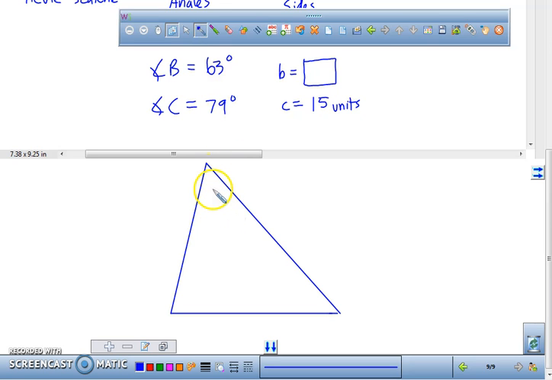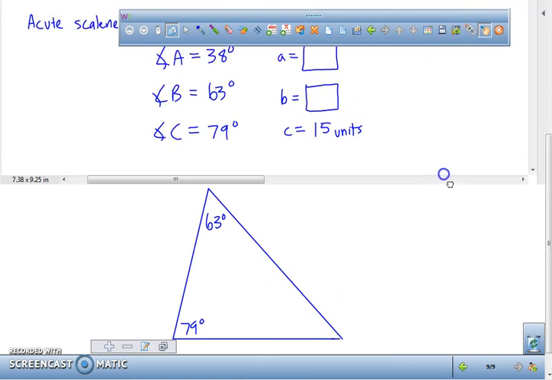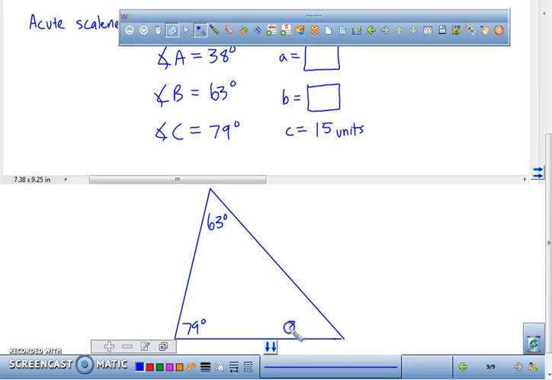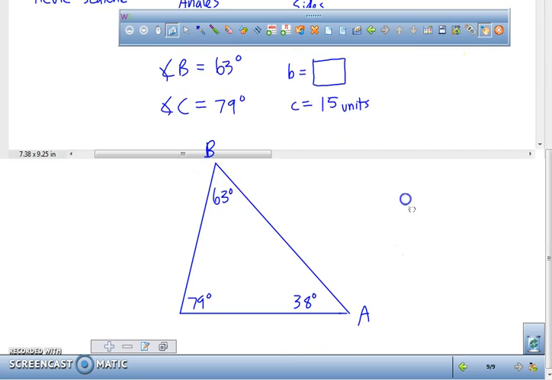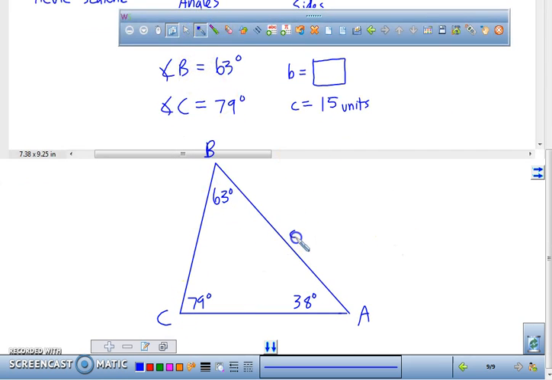Okay. So I'm going to call this the 63 degree angle. I'll call this our 79 degree angle, and the last angle was our 38 degree angle. We're going to call this capital A. We're going to call this capital B. And this one right here, I'm going to call capital C. I'm going to label this lowercase c with 15. Call this lowercase a. Call this lowercase b.